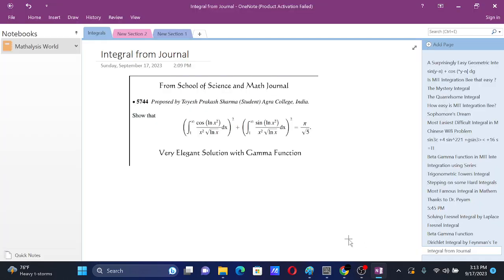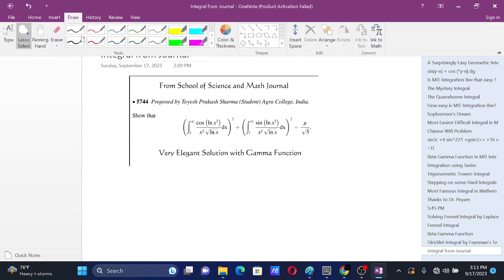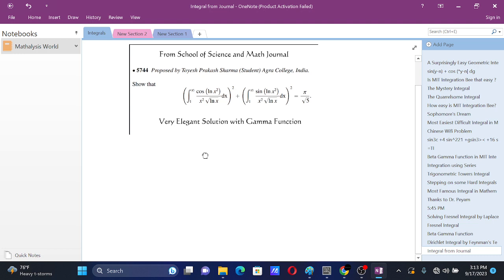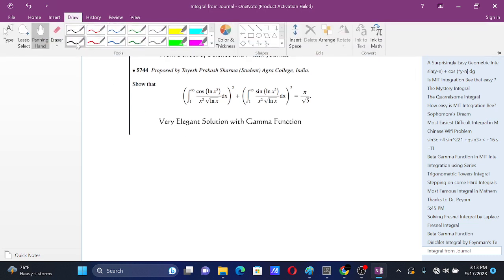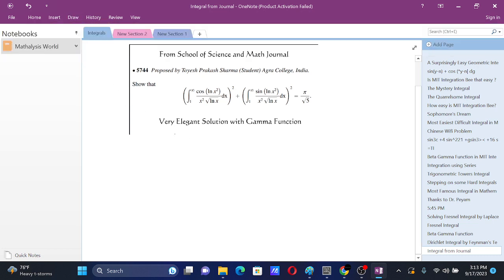Today we are doing something different. We are solving a problem from School of Science and Maths Journal, and the problem is proposed by Tuis Prakash Sharma, India. Okay, so for this problem, we are basically dealing with gamma functions in the end.